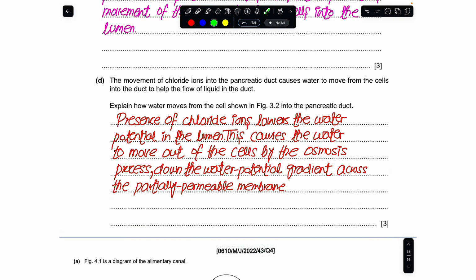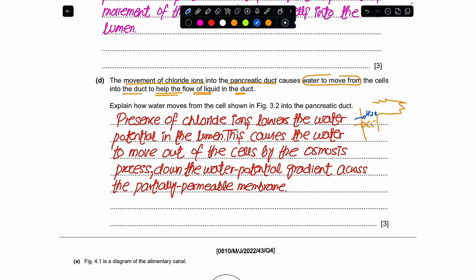Coming toward the last part, what they say is that once you have moved the chloride ions into the pancreatic duct, this also causes the water to move from the cells into the duct, and that would help to flow the liquid in the duct. Now, the idea here is that this is the pancreas, this is the pancreatic duct, and once we have pumped the chloride ions out, this would also cause the water to move out. And when the water is moving out, any of the pancreatic juice that we have got would be allowed to move toward the small intestines.